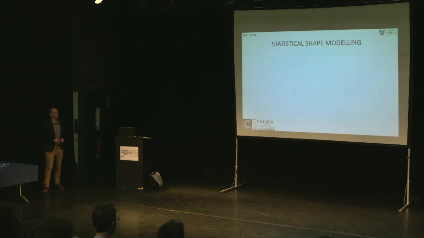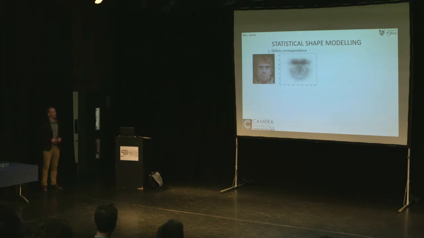So I just want to say something about the classical pipeline for building these models, to point out where I think the flaw is and why this is quite important. The pipeline is the same in 2D or 3D, and typically what we start by doing is defining correspondence between our shapes. So it could just be some sparse landmark points. It could be a dense mesh template where every vertex is treated like a landmark. Then we do some alignment.